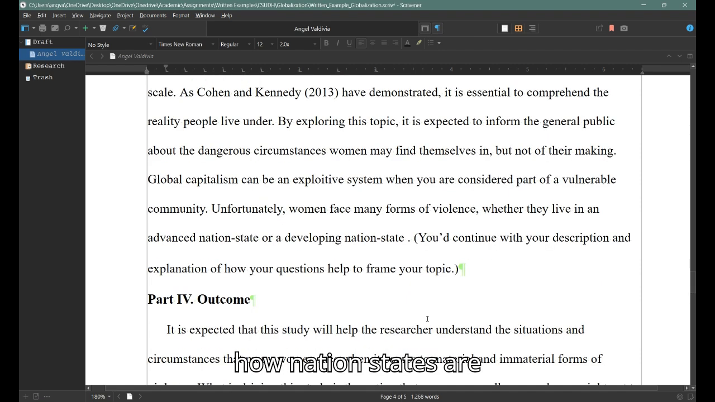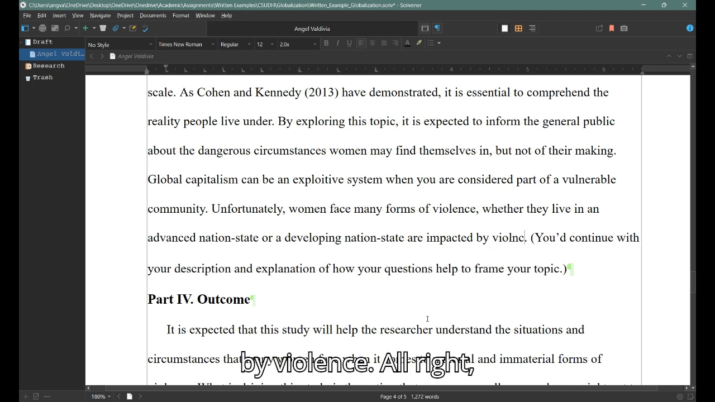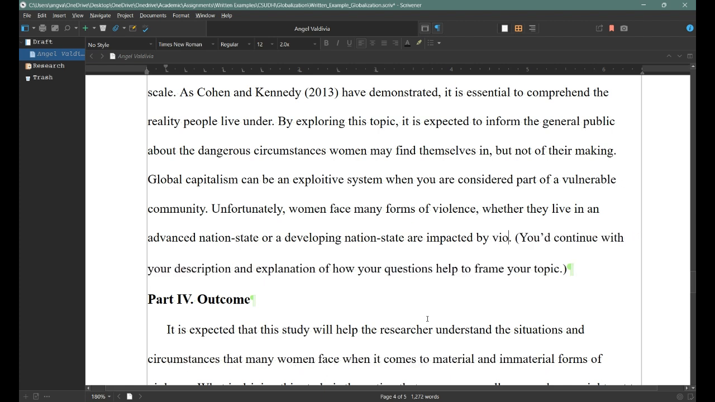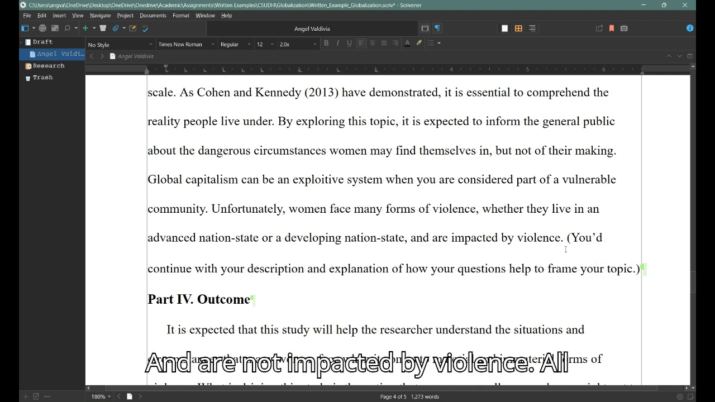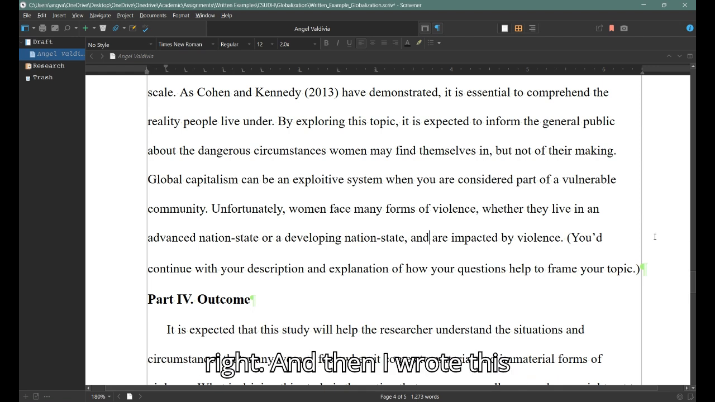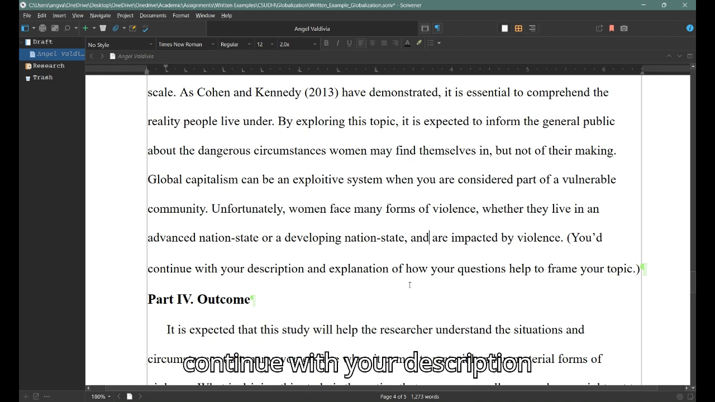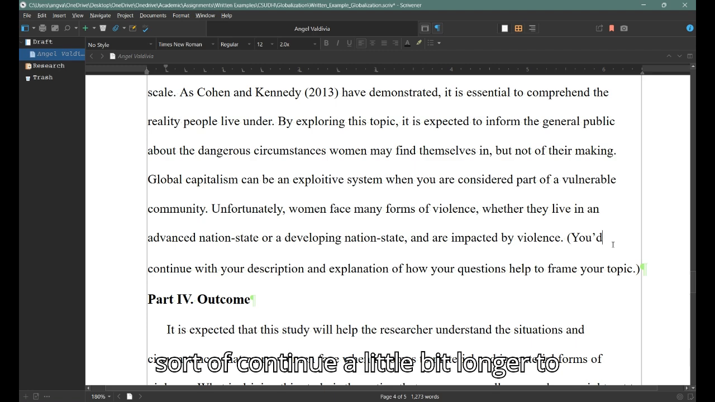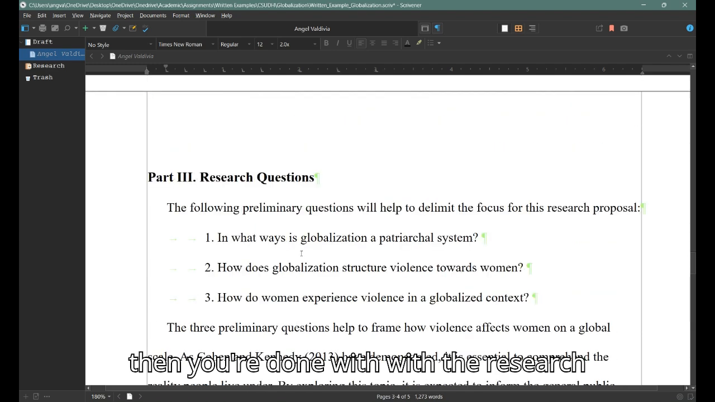how nation states are impacted by violence. All right, just to make sure that the sentence is a complete sentence. And are impacted by violence. And then I wrote this parenthetical comment where I wrote, you'd continue with your description and explanation of how your questions help you frame your topic. So you would just continue a little bit longer to be able to make those connections. And then you're done with the research questions.